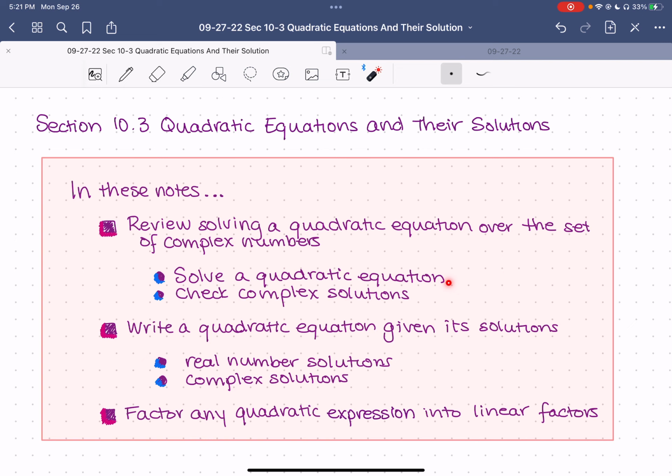So, we are going to look at reviewing solving quadratic equations over the set of complex numbers. We're going to look at how you solve, just really quickly, but more importantly, how do you check complex solutions? I mean, really, you plug it in and see if it's true, but I'll show you. Then we're going to look at how do you write the equation if you have the solution. So how do you work backwards? And we're going to look at how you do it with real number solutions and how you do it with complex number solutions. And then finally, we're going to end with factoring any quadratic expression into linear factors. So let's go through it.